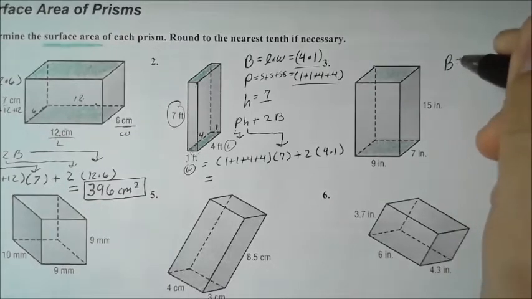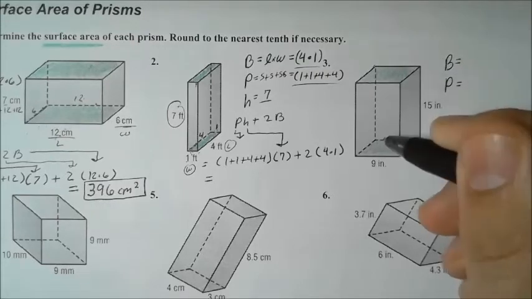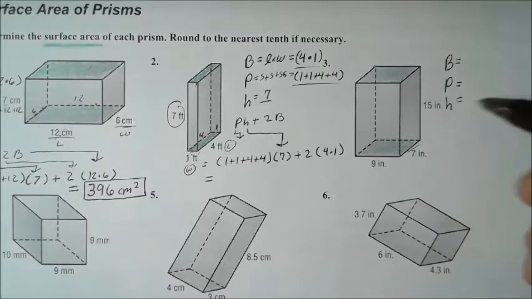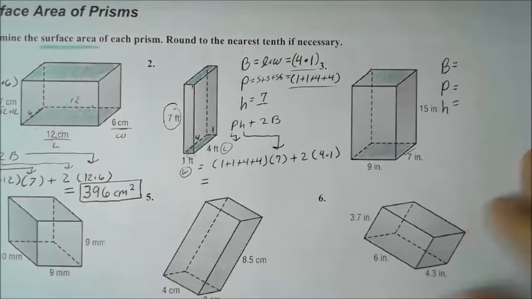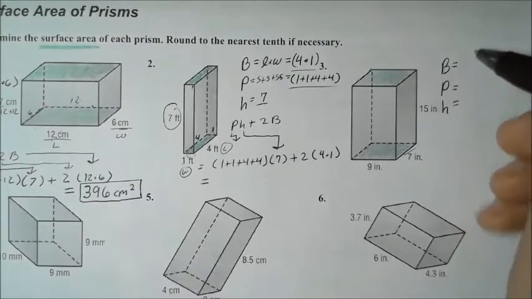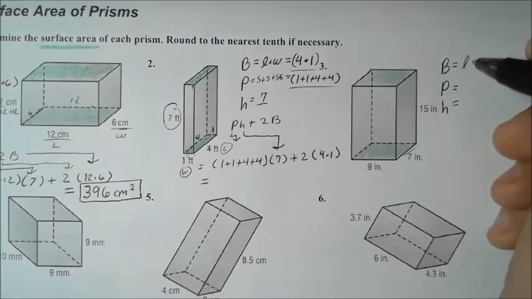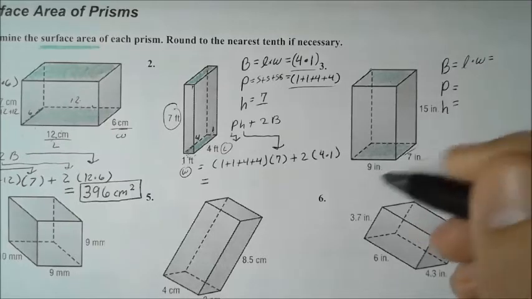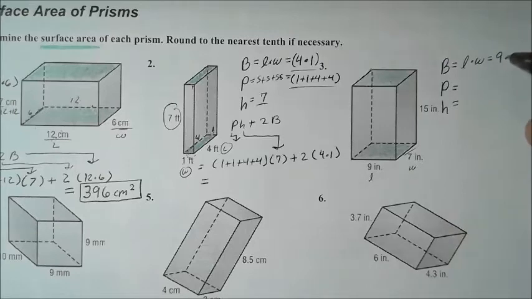We need to find our big B, which is the area of the base, our P, which is the perimeter, the distance around that square, and then our H, which is our height, the distance between the 2 bases. So let's take a look. For big B, I just need length times width, L times W, which is equal to 9 times 7. That's my length, and that's my width. So 9 times 7.